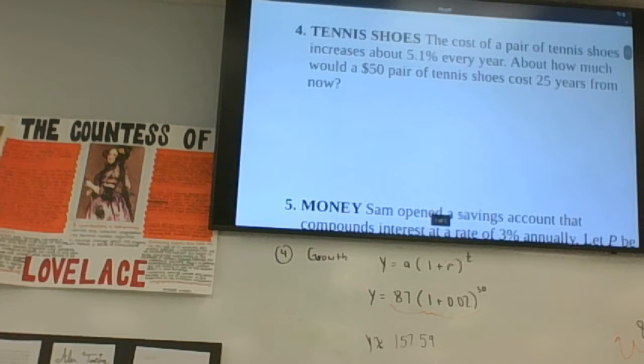Okay, tennis shoes. The cost of tennis shoes increased 5.1% every year. How much is a $50 pair of shoes going to cost 25 years from now? So you can get a whole degree in finance, and it could be your job to study how prices are inflating. And not everything goes up the same percentage. Like, technology increases at a higher rate than food. Technology increases at a higher rate than like anything, except for maybe prescription drugs. I don't know about medicine. But medicine has to increase differently than fashion items like shoes or cars, farm equipment. All of that stuff increases differently.